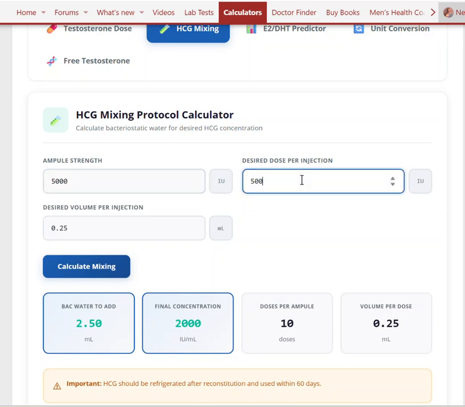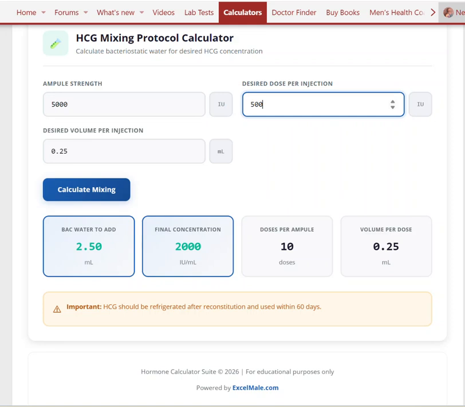HCG is measured in IUs, not in milligrams like testosterone. So 500 IUs, and desired volume per injection. If you don't want to inject more than 0.25 mils, the reason that you should decide on how much volume the injection should be is because the calculator will tell you how much bacteriostatic water you have to add to this 5,000 IU vial. So 2.5 mils of water to be added.